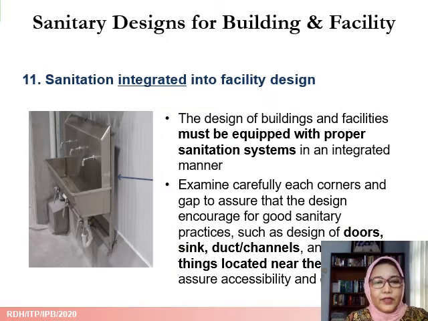The last, 11th principle requires that sanitation is integrated into facility design. The design of building and facilities must be equipped with a proper sanitation system in an integrated manner. We have to examine carefully each corner and gap to assure that the design encourages good sanitary practices, such as the design of the doors, sinks, duct channels, and other things located near the walls to assure accessibility and cleanability.